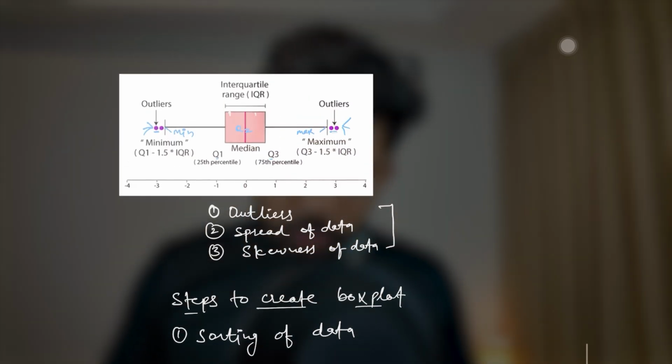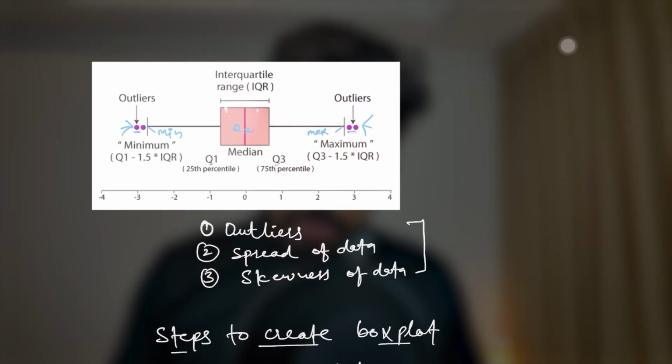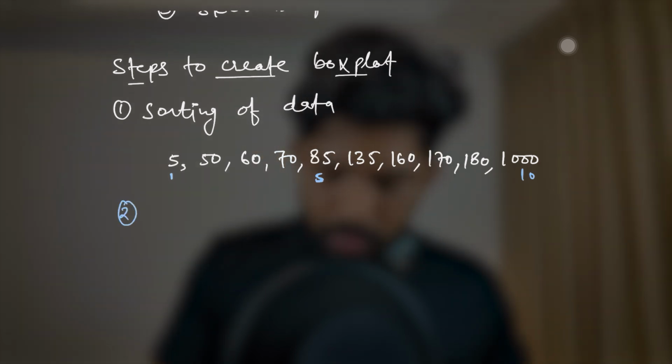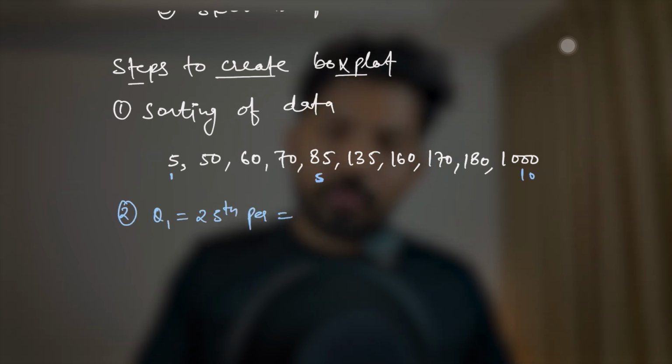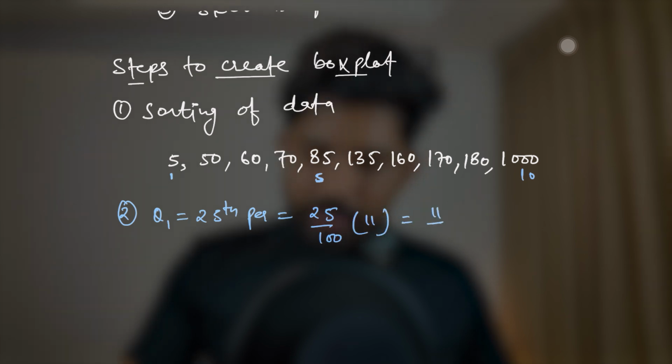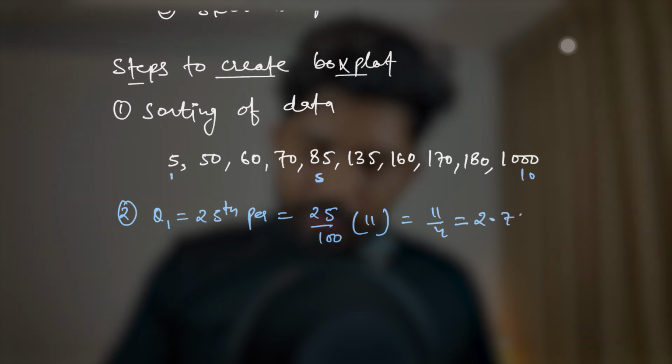Now the second step is to find Q1, Q3, the median, which is Q2, and the minimum and maximum value. Q1 is the 25th percentile, Q3 is the 75th percentile, and Q2 is the 50th percentile. Let me write it. First of all, we have Q1, the 25th percentile, and the formula for that is 25 divided by 100 times (n plus 1), which is 11. So I'll get 11 by 4, which is 2.75. Now we know that it is between these numbers, 2 and 3.